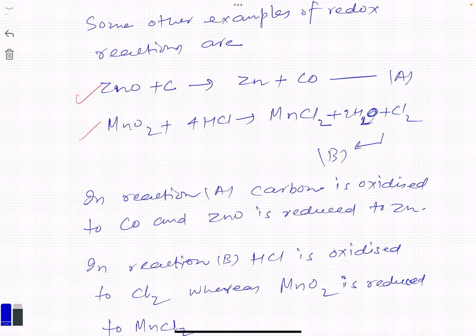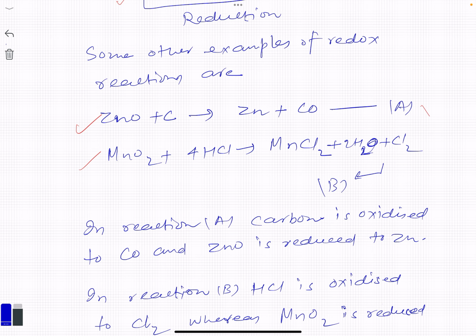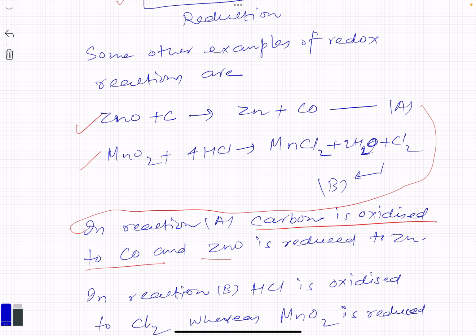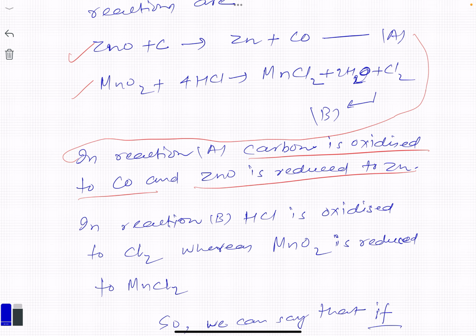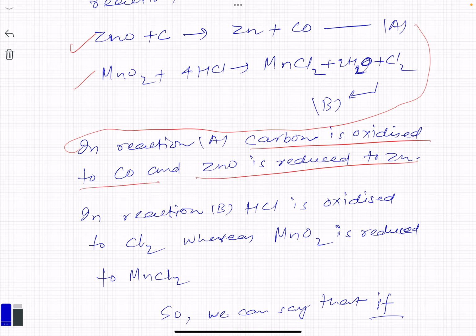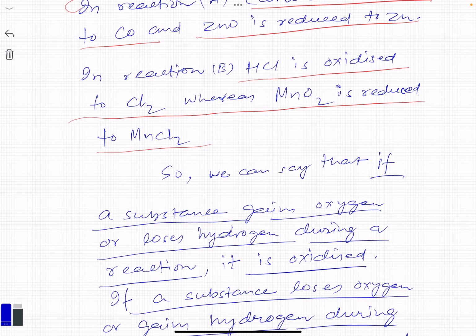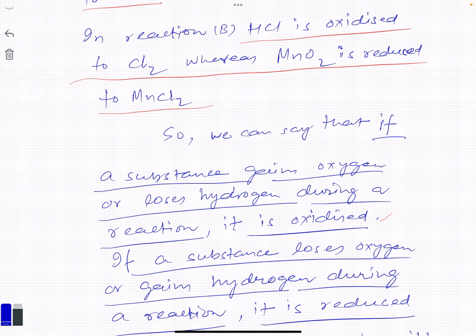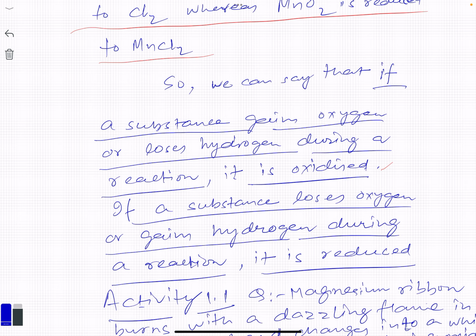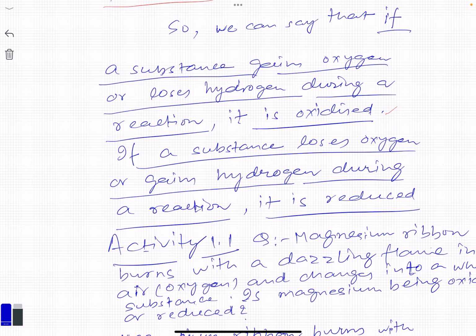In reaction A, carbon is oxidized to carbon monoxide and ZnO is reduced to Zn. In reaction B, HCl is oxidized to Cl2, whereas MnO2 is reduced to MnCl2. So we can say that if a substance gains oxygen or loses hydrogen during a reaction, it is oxidized, and if a substance loses oxygen or gains hydrogen during a reaction, it is reduced.